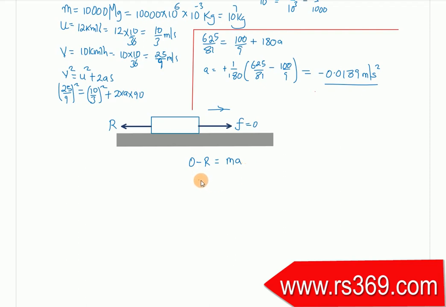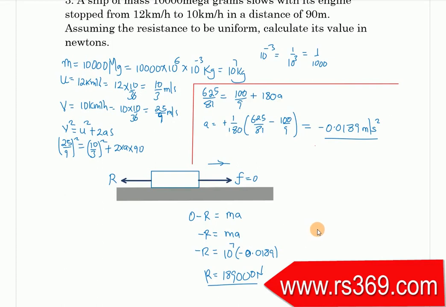And so we have that negative R is equal to ma. And now what we are looking for here is the value of R. So negative R is equal to the mass, we got it as 10 power 7, times acceleration, which we got as negative 0.0189. And so we have that R is equal to 189,000 Newton. That's the value of the resistance. It is the resistance which is offered to this form of motion. Check on that. If there is any problem somewhere you are not getting properly, you have the group where you can always ask on the Telegram channel.